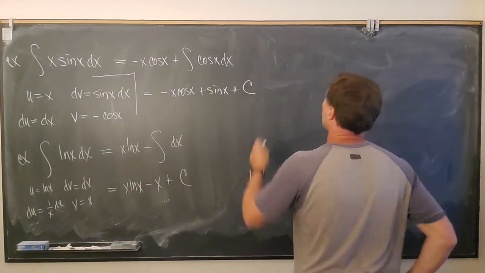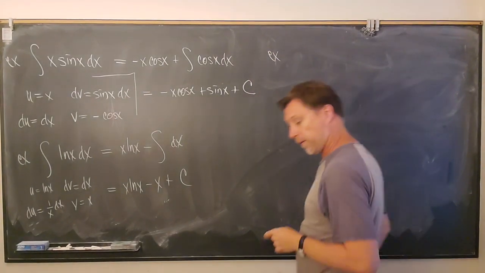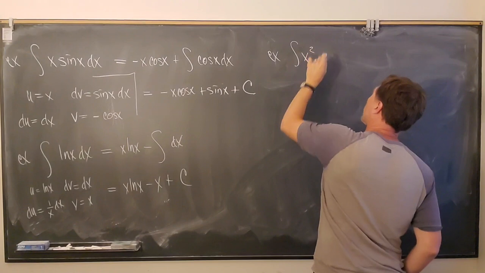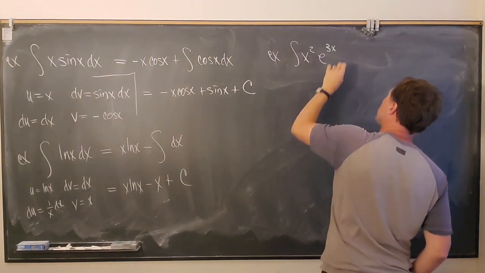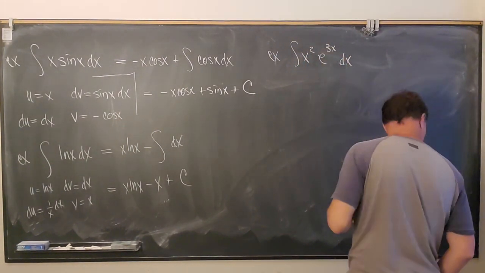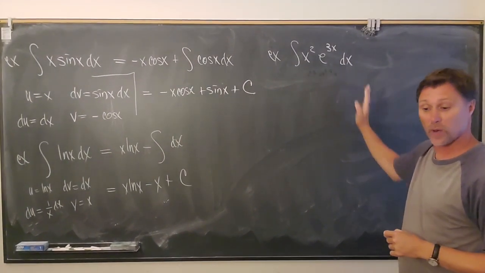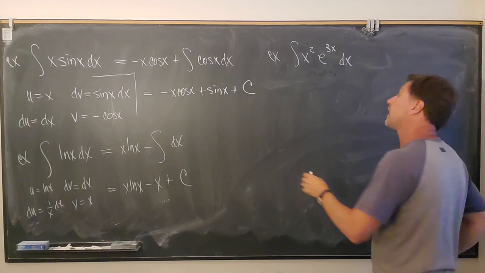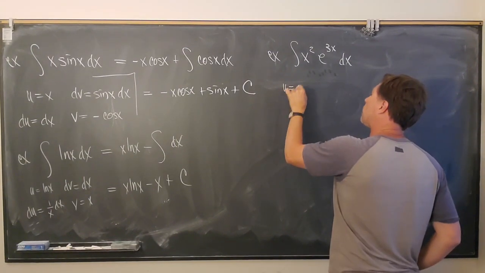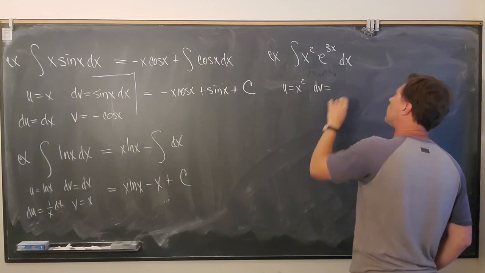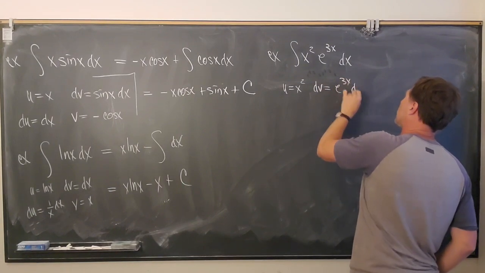Next example. This will be the integral of x squared e to the 3x dx. And I mentioned a minute ago, when you see polynomial times exponential, you want to think integration by parts, so that's definitely the case here. So I'm going to let u equal x squared and dv equal to e to the 3x dx.